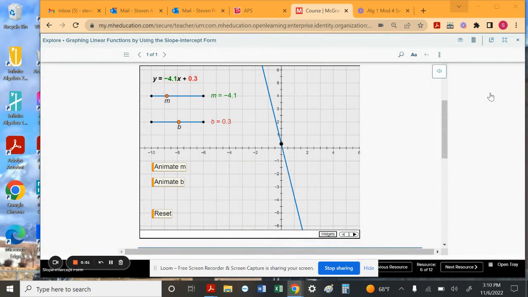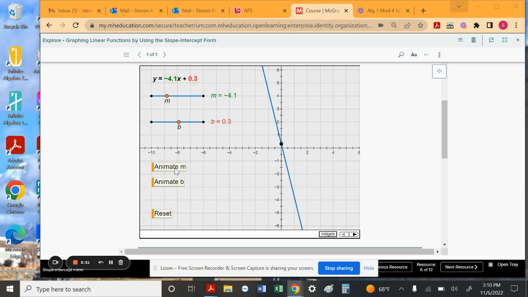Okay, so now we're going to do some graphing, and we've done this before. I just want to show you some things. Notice in this case we have a slope that is negative, so that's why the line is going down as we go left to right. We have a b value, which is 0.3. Notice that that is about 0.3 or a third around that particular value.